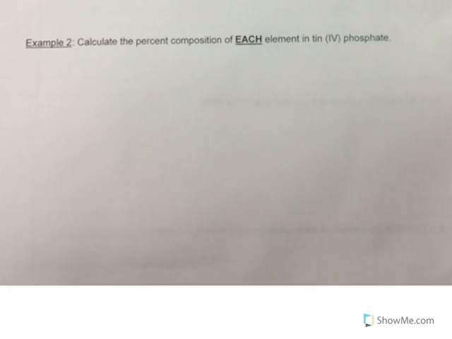Is the first element a metal? Yes. Tin is Sn. Is there a Roman numeral? Yes, there is. There's a 4. So that is the charge of the tin. Tin has a 4 plus charge in this case. Does the second word end in IDE? No, it doesn't. It's ATE, so that's a polyatomic. So we're going to go to our polyatomics chart, look up phosphate. We should get that that is PO4 with a 3 minus charge.